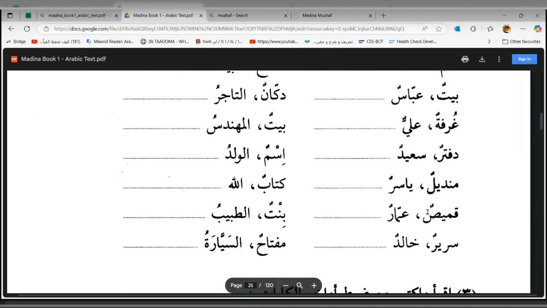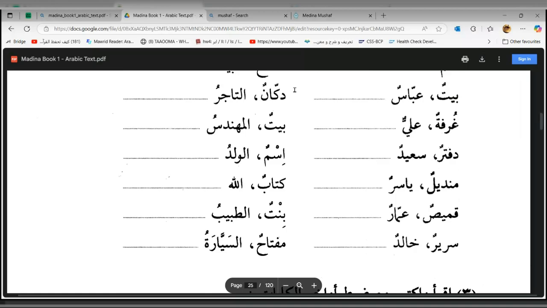Is it clear? Clear. Then the next one, Sariru and Khalid. If you do the idafa, what would it be? Sariru Khalidin. Yes, Sariru Khalidin. Very good.